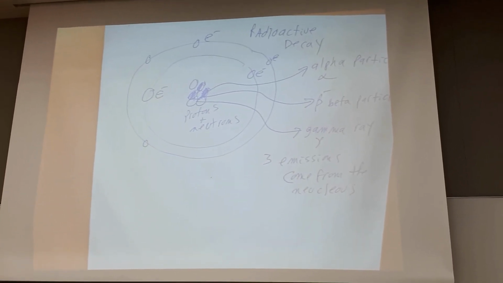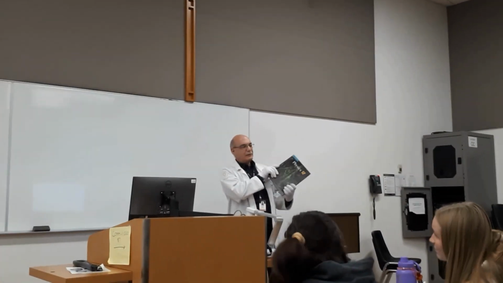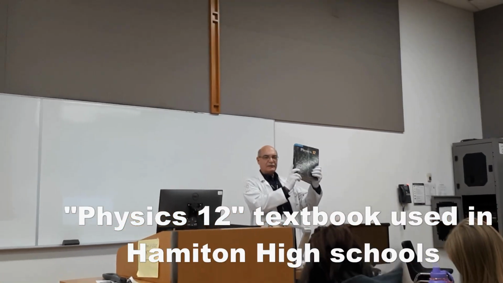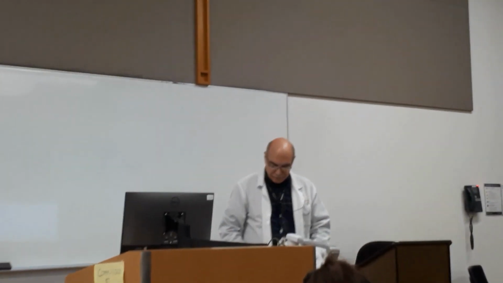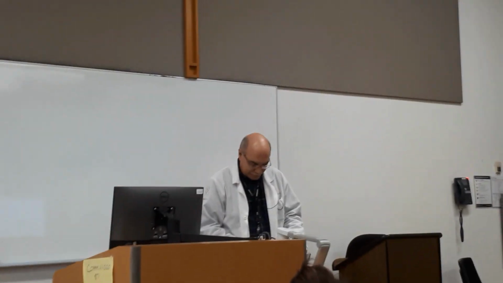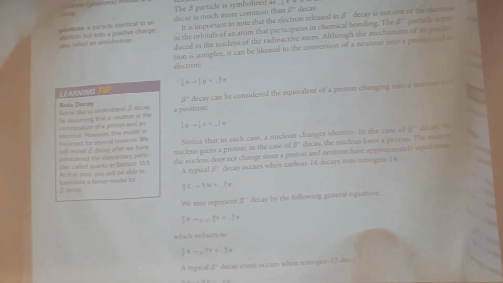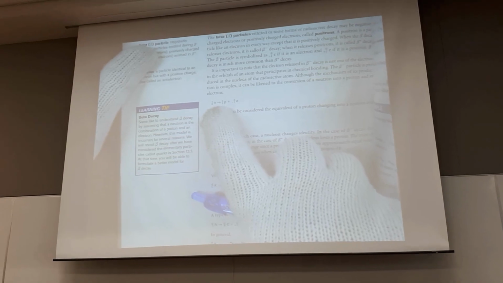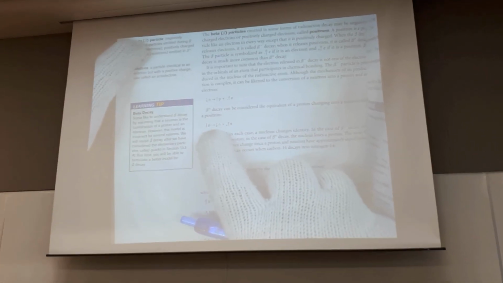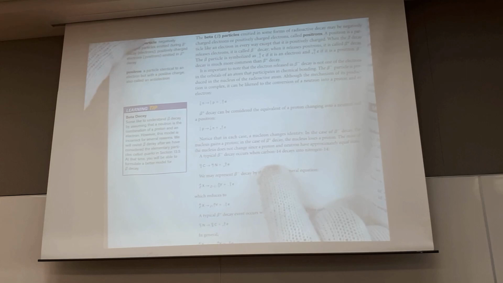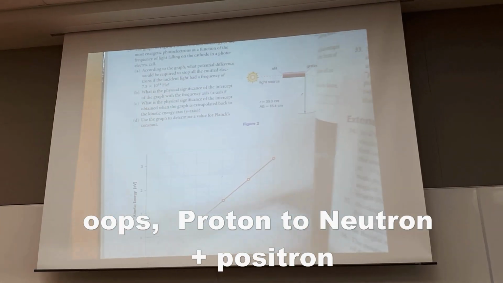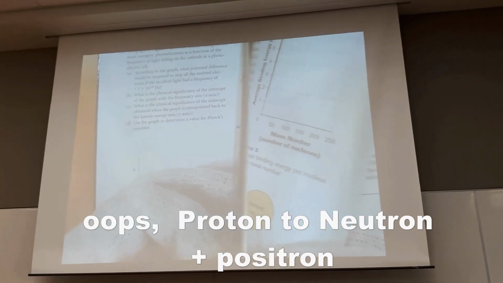Let's have a look here. I have here a text. I used to tutor grade 12 students in physics. This is one of their textbooks here in Hamilton. Let's see what it says here in this text. Beta decay, I'm not going to go into the details of this. But it says here it's a neutron that decomposes into a proton and an electron, and a proton decomposes into a neutron and an electron. That's not for us to go into any detail, but it comes from the nucleus.